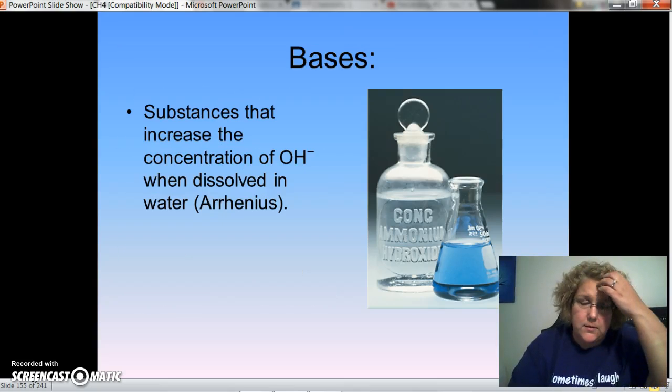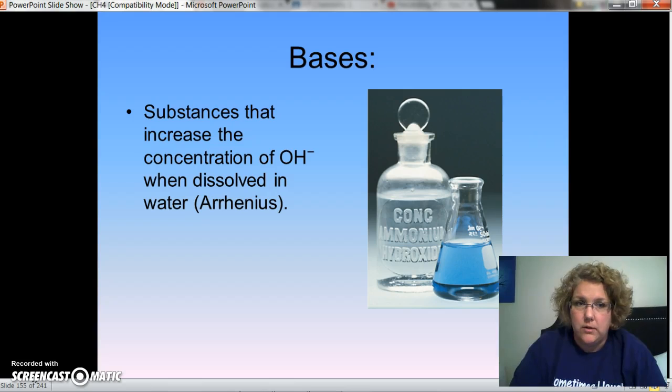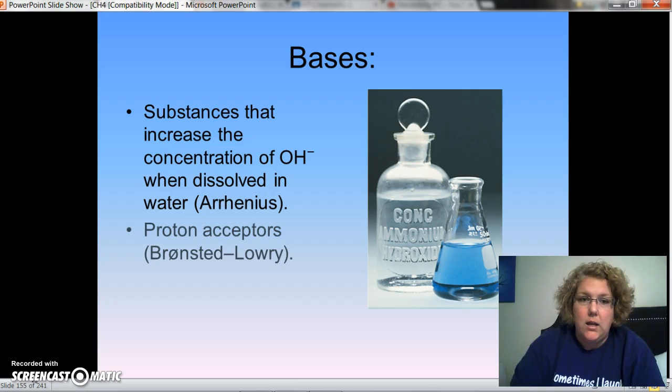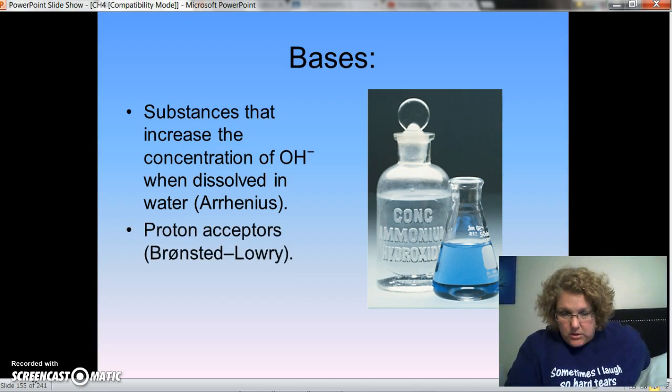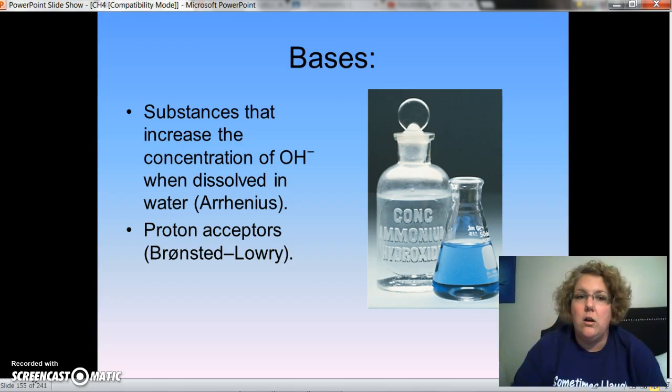All right, bases: substances that increase the concentration of hydroxide ions when dissolved in water. That's the Arrhenius definition. And then the Bronsted-Lowry definition is that bases are proton acceptors. So if you think about it, a hydrogen H plus ion is simply a proton. Well, bases accept that proton. The hydroxide in bases will accept that proton, and so you'll have H combining with OH, so then you've got yourself a water, which is always a product of an acid-base reaction.